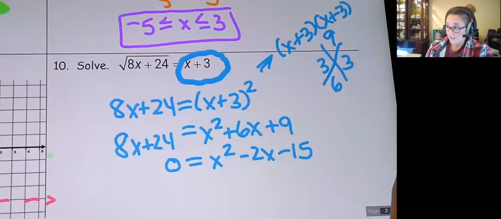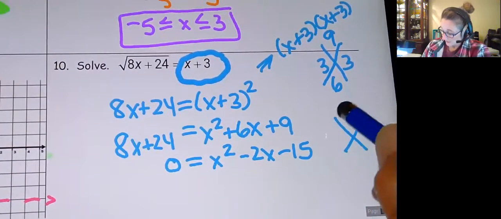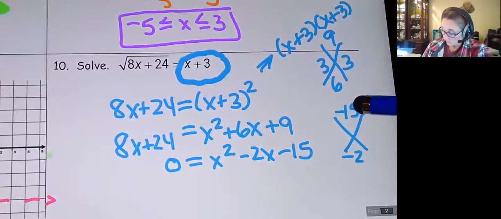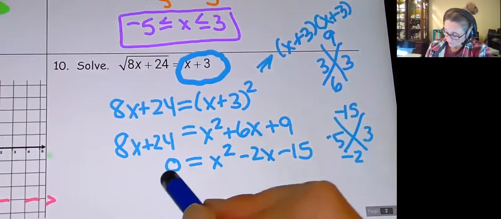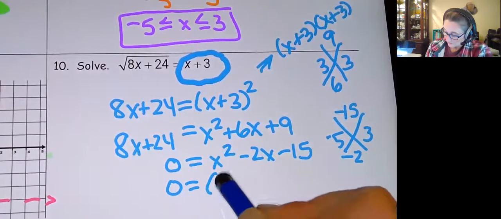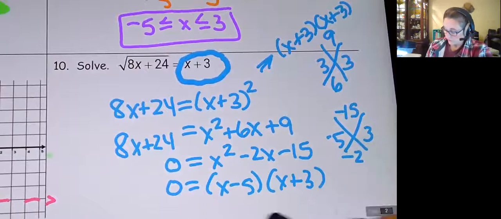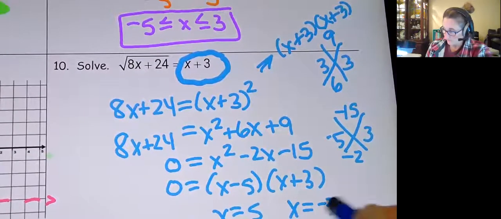And again, a quadratic. I'm just going to do a diamond for this. This time I know the top has to be a negative 15, and the bottom has to be negative 2. So what multiplies to negative 15 and adds to negative 2? A negative 5 and a 3. So I'm going to get x minus 5, x plus 3. And so I get x equal 5 and x equal -3.